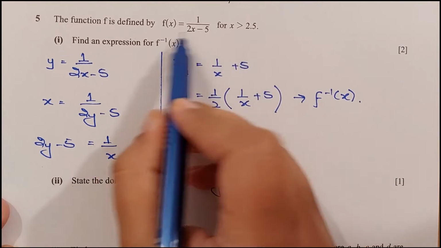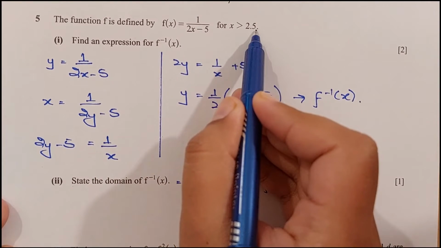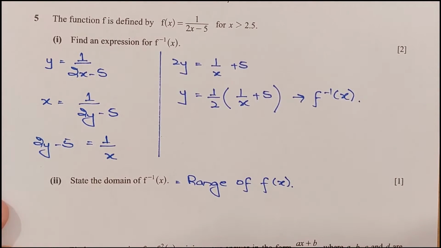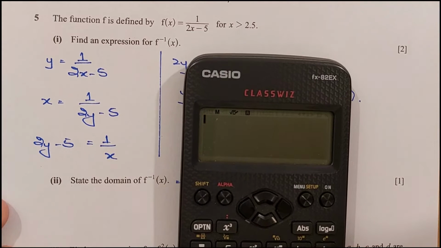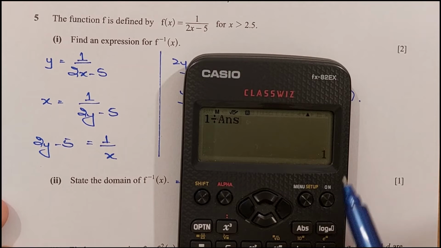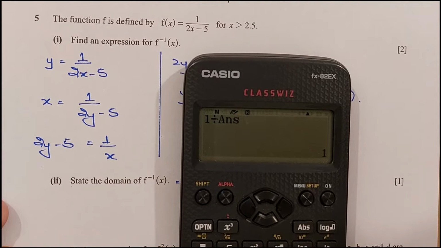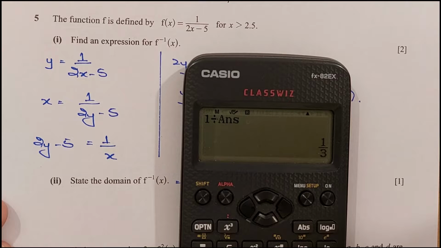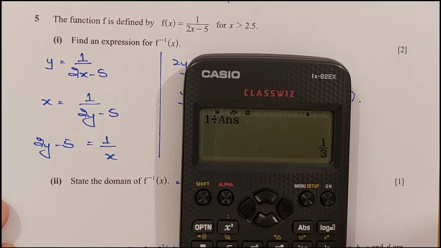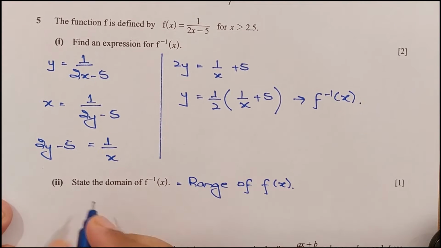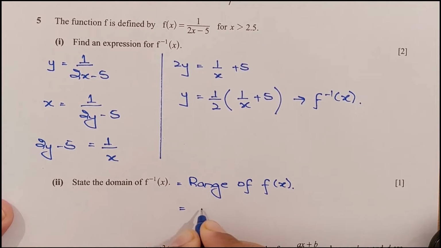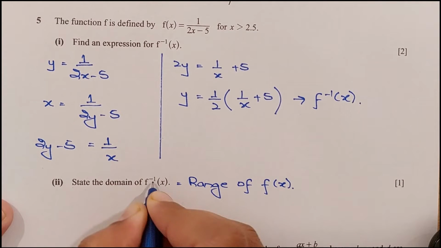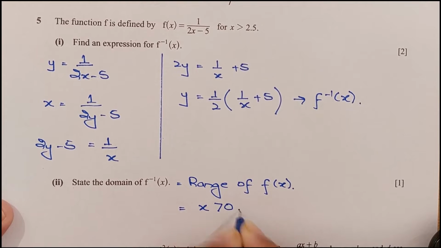So the domain of f(x), we are given that x values are greater than 2.5. So let me check at x = 3. So we have 2 times 3 minus 5, and the reciprocal of 1 is just 1. It is positive. Let me check at 4. 2 times 4 minus 5 is 3. So the reciprocal is 1/3. This is positive. So all the output values are greater than 0. Range is greater than 0. So we can say the domain of f inverse of x is x greater than 0.